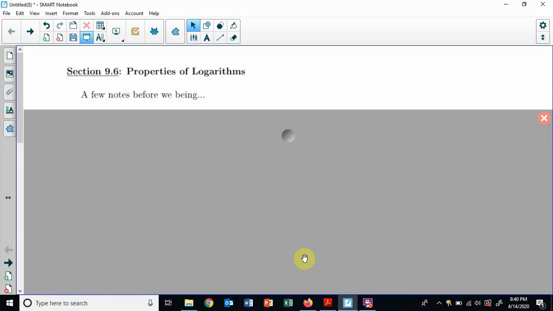Hey everybody. So here's our lesson for Wednesday, the 15th of April. What we're looking at is section 9.6, properties of logarithms. And we're about done. Friday we'll do 9.7. Next Monday we'll do 9.8, and then we'll test on Wednesday.